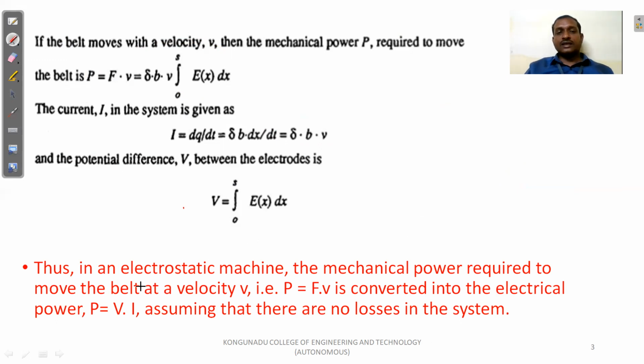Thus, in electrostatic machines, the mechanical power required to move the belt, power equal to F into V, is converted into electrical power equal to VI. Here we assume no losses in the system. The losses will be negligible. So this is the basic principle of electrostatic machines.